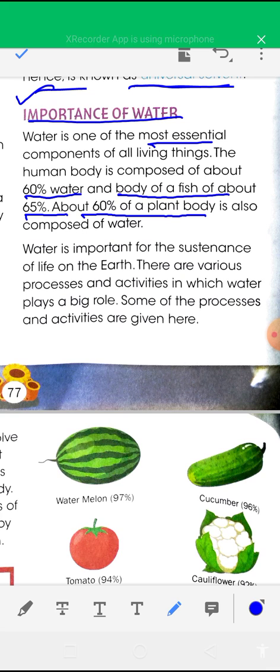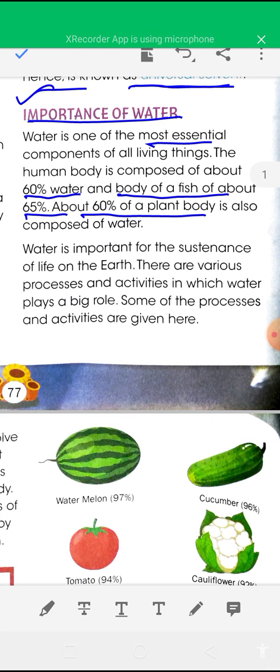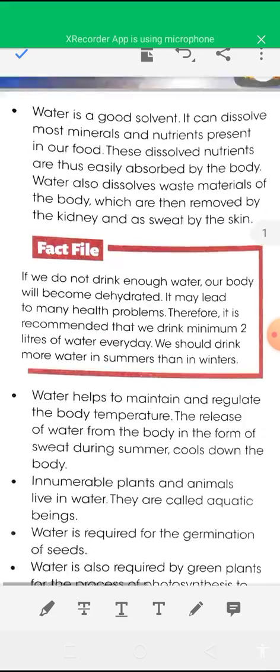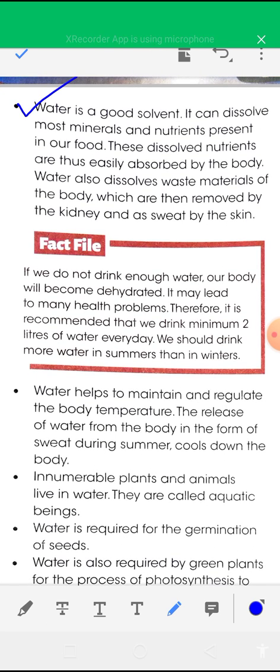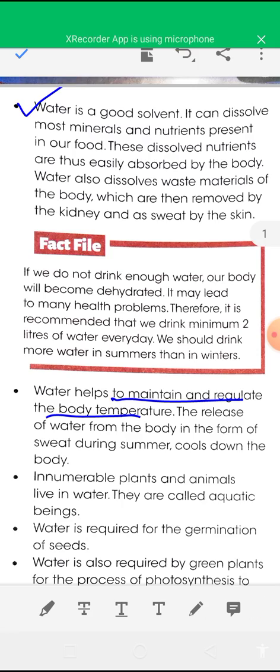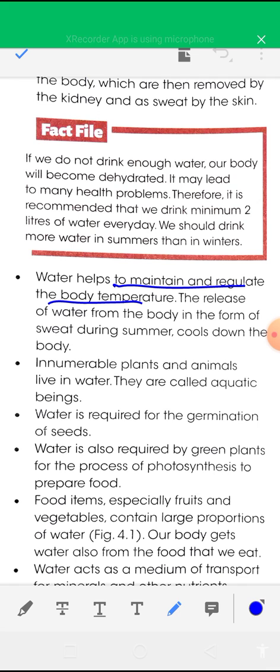Water is important for sustenance of life on earth, and there are many importances of water, given here. You can see the first one is water is a good solvent. It can dissolve most minerals and nutrients present in our body. Water helps to maintain and regulate the body temperature.